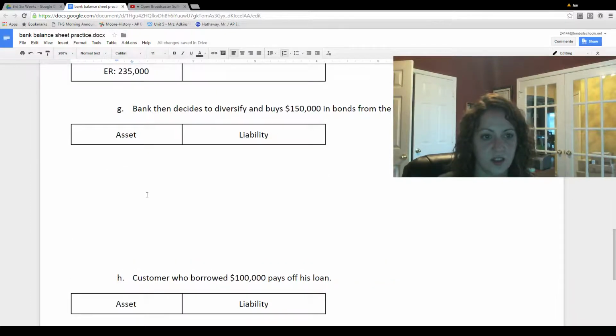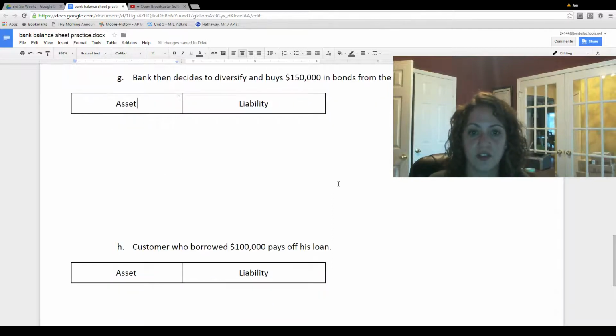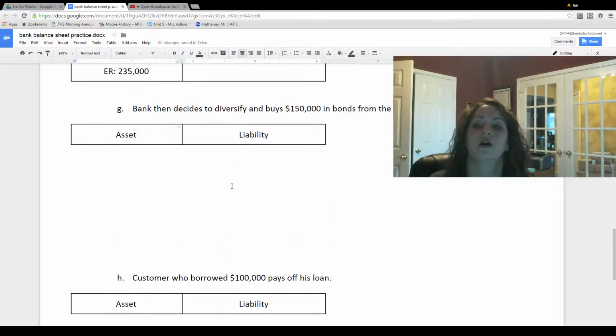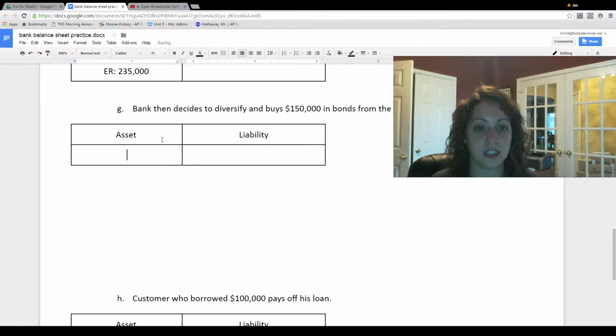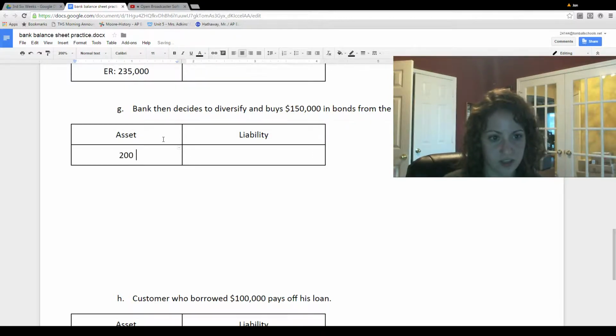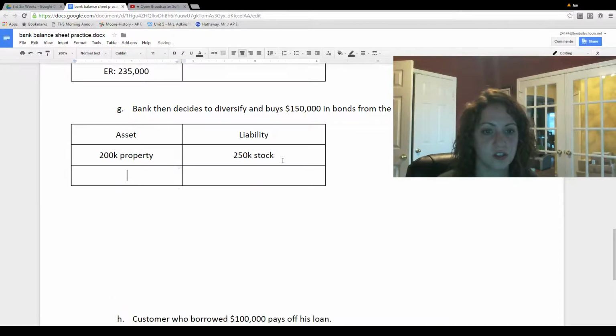And let's do letter D. The bank decides to diversify and buy $150,000 in bonds from the Fed. Okay, this is the great thing about bank balance sheets. They're easy, but they're just monotonous. So, yay, $200,000 in property. That didn't change. $250,000 in stock. Let me put a K next to that so we remember that's thousands. What also hasn't changed is that $140,000 in loan.